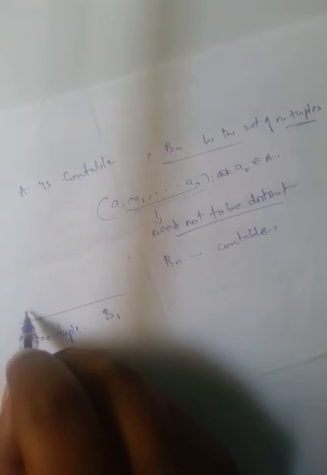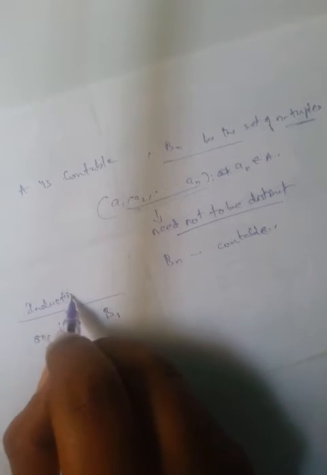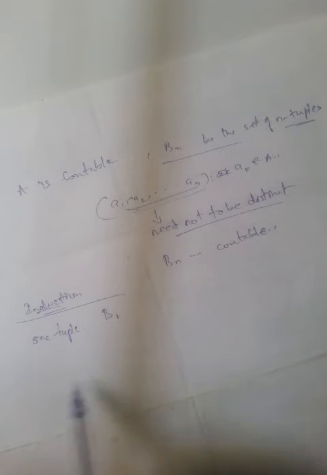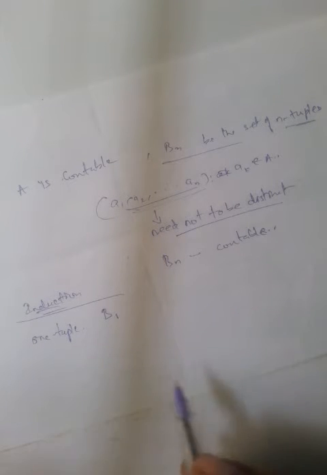We are proving this by induction, where we consider n, and then we go from n to n minus 1. So if it is true for n, then it will be true for n minus 1, n minus 2, and so on. This is the induction.